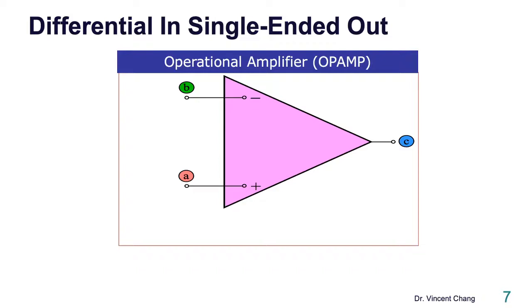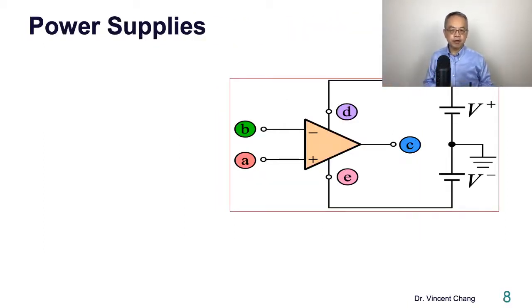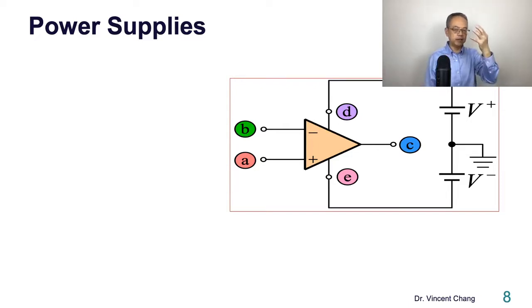So the configuration is differential in and single-ended out. Power supplies. Most operational amplifiers have two power supplies, one on the top and one on the bottom. The positive supply is denoted by V positive. The negative power supply, the one on the bottom, is denoted V negative.